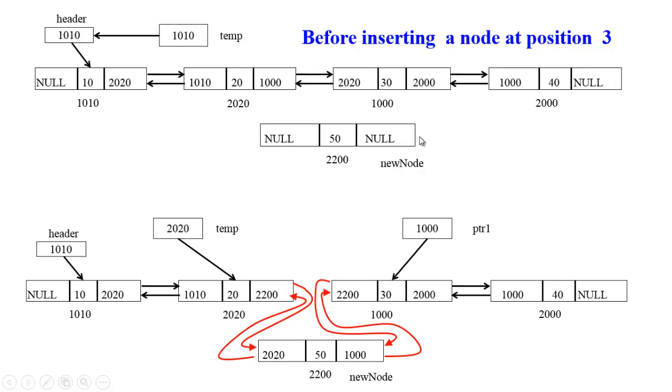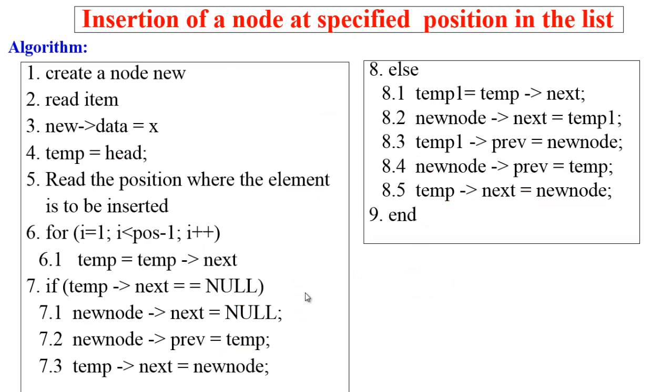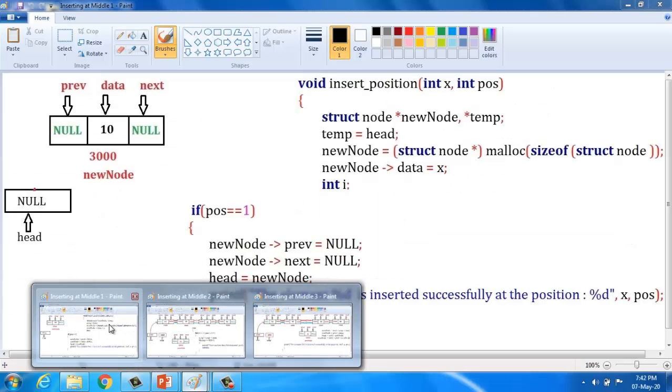After inserting a node at a specific position, we have to make links. We have to change this address and this address also, and make links from the new node to the previous node, and from the new node to the next node. So this is an example; later I'm going to give the example program.